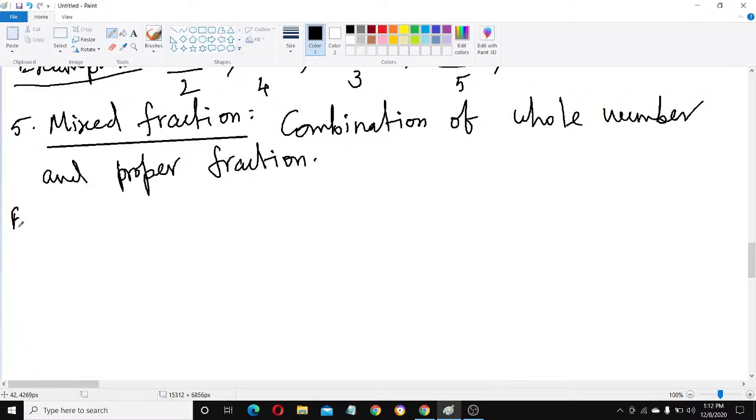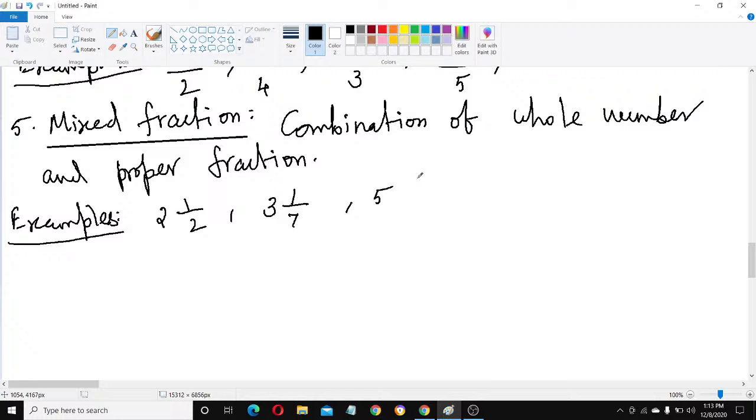So now I will write the example. Mixed fraction is a combination of whole numbers and proper fraction. In 2, 1 by 2, 2 is whole number, 1 by 2 is proper fraction. Combination of whole number 2 and proper fraction 1 by 2. So 2, 1 by 2 is mixed fraction. 3, 1 by 7: 3 is whole number, 1 by 7 is proper fraction. So 3, 1 by 7 is mixed fraction.